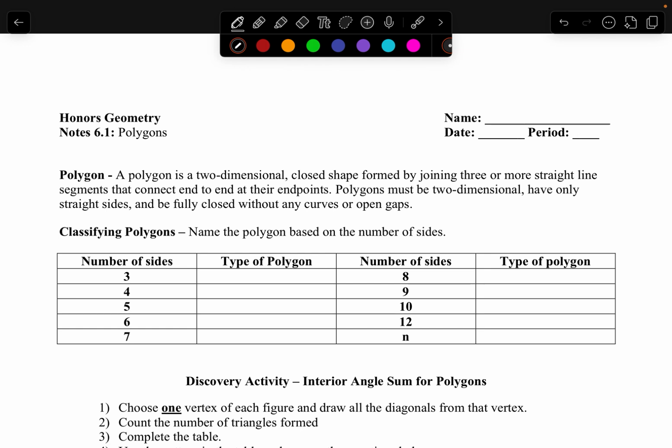Polygons must be two-dimensional, have only straight sides, and be fully closed without any curves or open gaps. So we do not consider circles to be polygons because they have curves. We would only consider things like triangles, hexagons, things of that nature as a polygon.